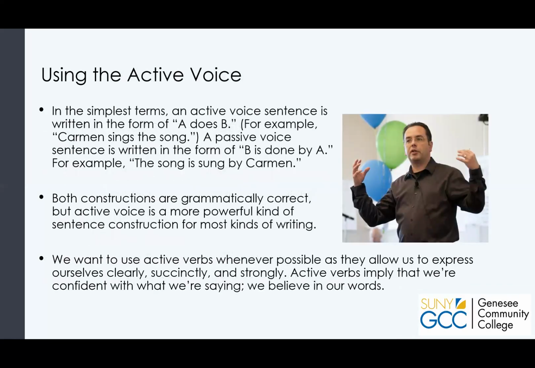Using the active voice. In the simplest term, an active voice sentence is written in the form of A does B. For example, Carmen sings the song. A passive voice sentence is written in the form of B is done by A. For example, the song is sung by Carmen.